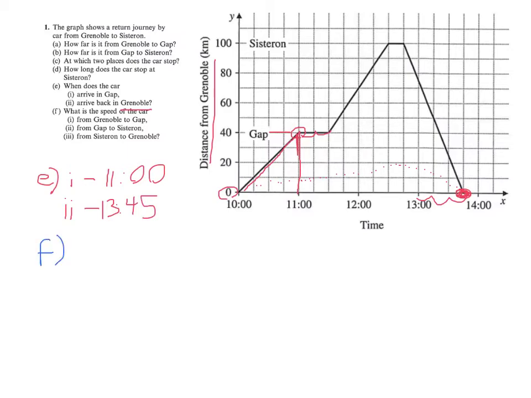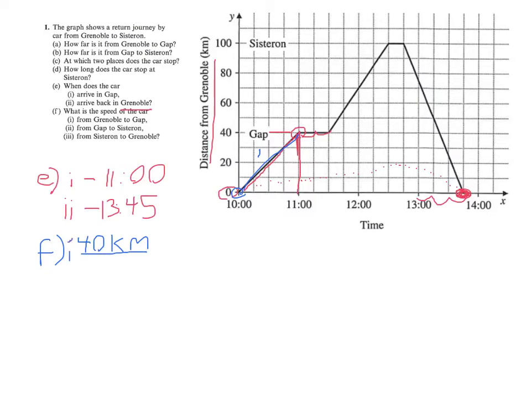All right, now F says, I'm going to do F in blue. Okay, and this is the tricky one. It's basically just saying the slope. It's saying what is the speed of the car at 3 different sections, right? And obviously, if it was asking what's the speed of the car while you were sitting still at Gap or Cisteron, the speed would be 0. Okay, but it's saying what's the speed from Grenoble to Gap? So starting here and going to here, this first section, we went up 40 kilometers. We're just finding the rise over the run.